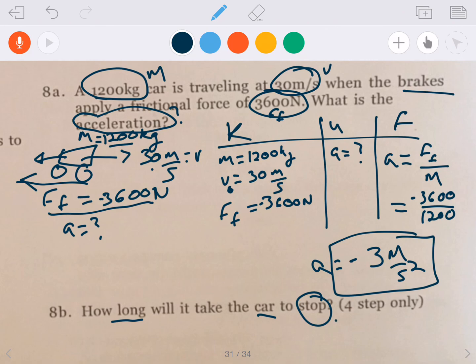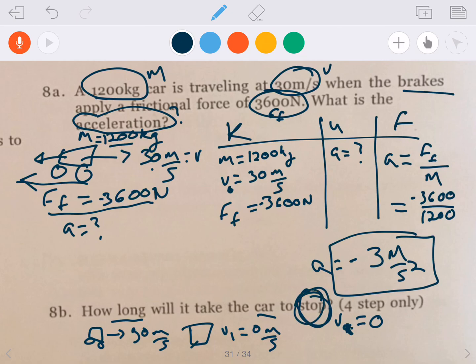So stopping means that's a V0, right? Or that's a V, that's actually the second. We're already moving. I'm going to draw this picture again. We're already moving at 30 meters per second, right? But the car is going to stop, which means the car has a V1 equal to 0 meters per second. So V1 equals 0. You circle that one, V1. Sorry, I added extra stuff there. Okay? But how long? So our question is how long, and that's a time.